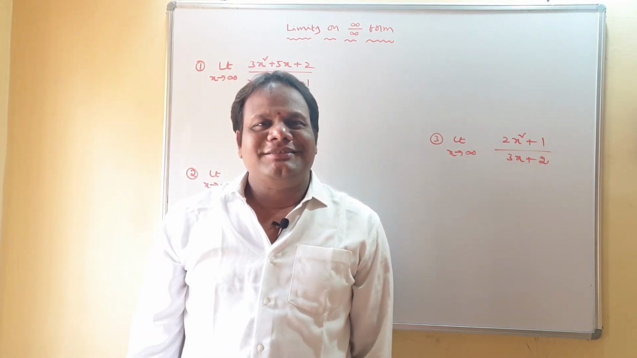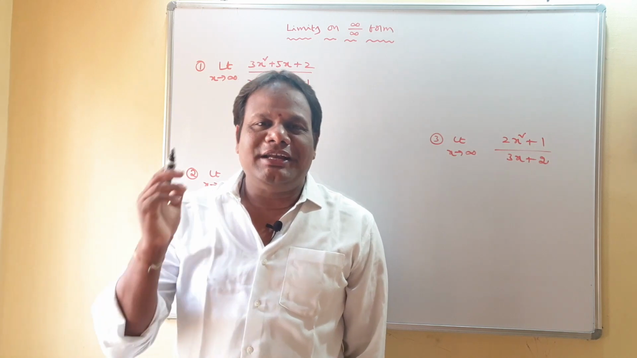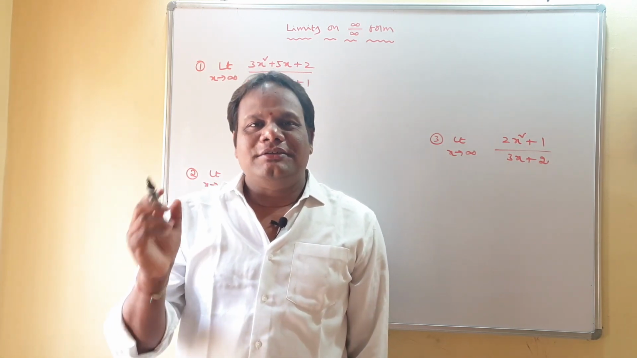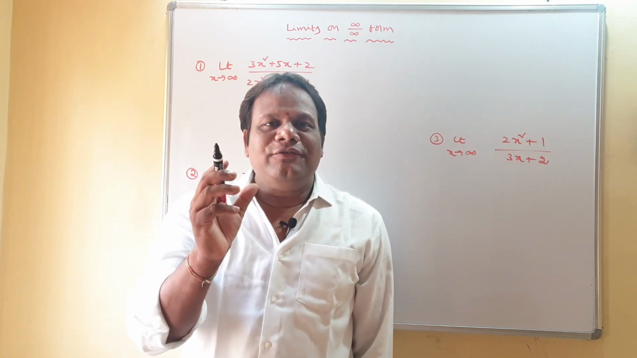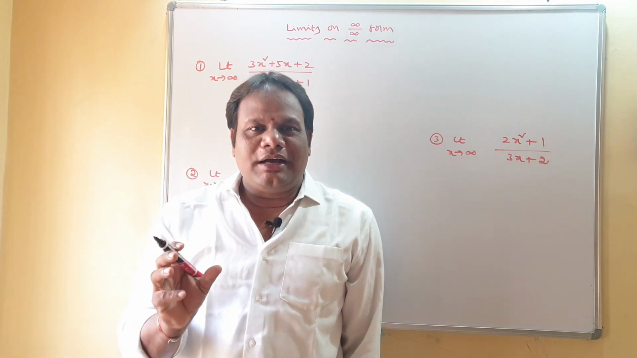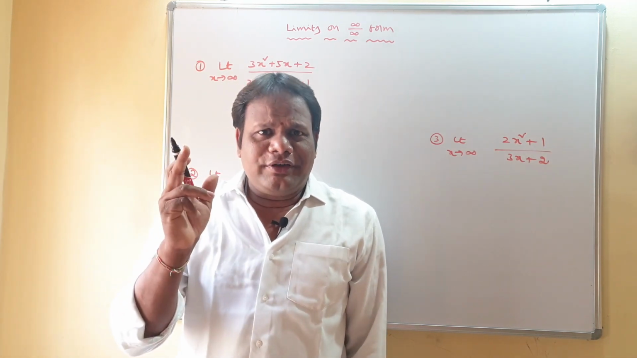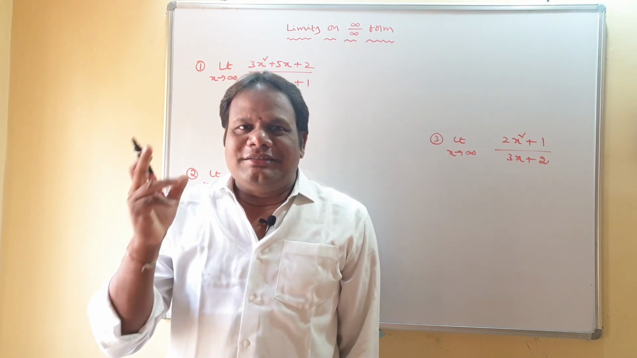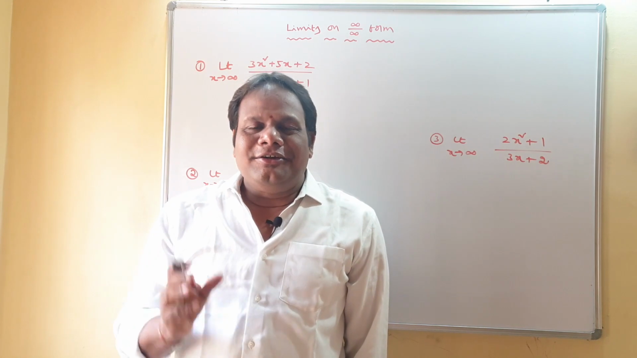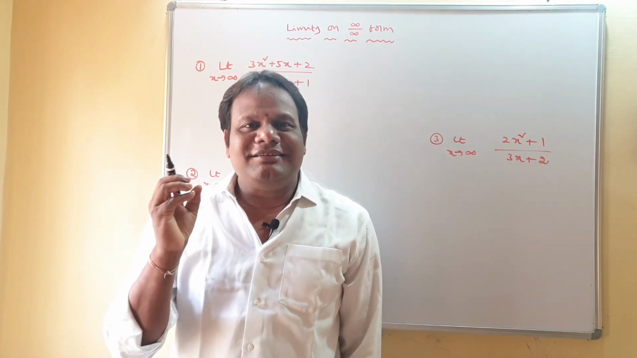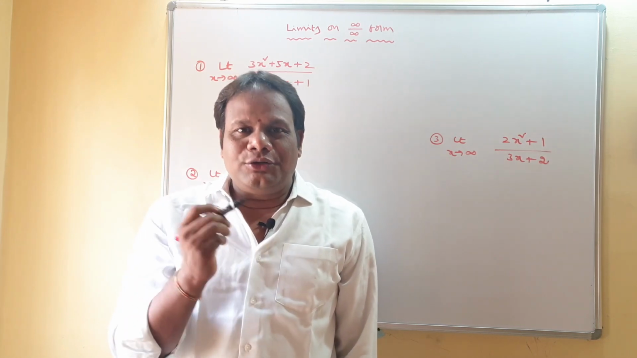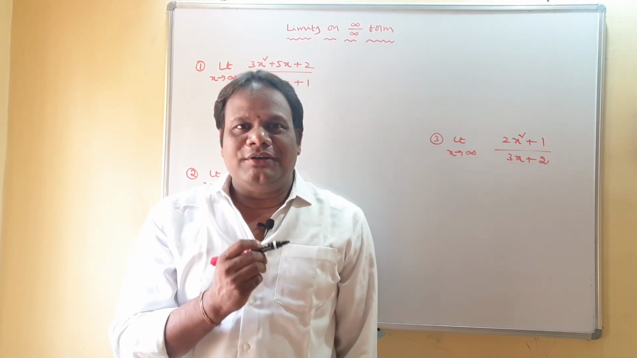In today's class, I am going to discuss limits in the form of infinity by infinity. I mean the problems to evaluate the limit as x tends to infinity of a polynomial by some other polynomial. I am going to give you one shortcut method. Just by seeing the problem, you can give the answer immediately. But before discussing that shortcut method, once I will explain the procedure to evaluate this type of limits.